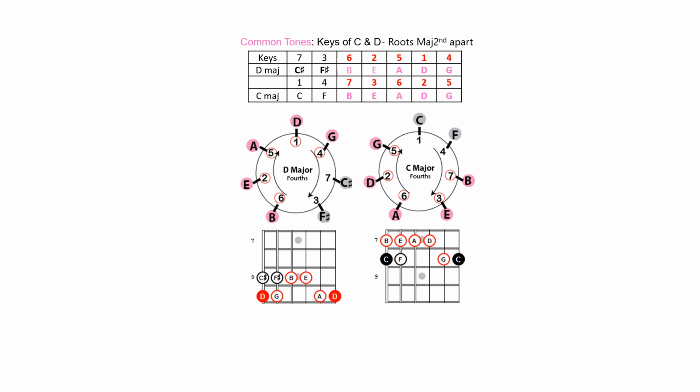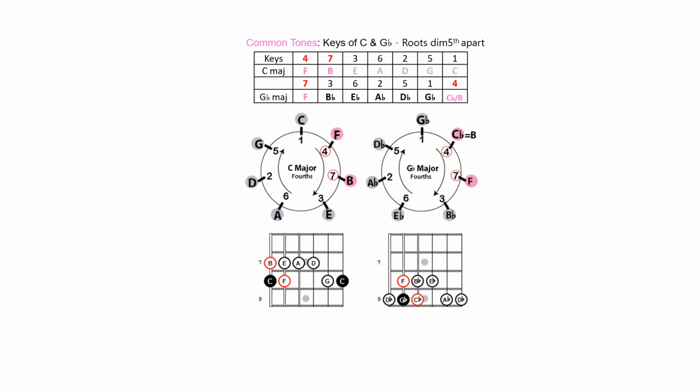If minor seconds come from major scale degrees 7 and 3, we can infer that the major seconds come from the remaining 5 scale degrees. For instance, when two keys are a major second apart, such as C major and D major, we find common tones B, E, A, D, and G by going up a major second from scale degrees 6, 2, 5, 1, and 4 in D major to correspond with scale degrees 7, 3, 6, 2, and 5 in C major. The remaining notes become the two sharps in D major, which are C sharp and F sharp.